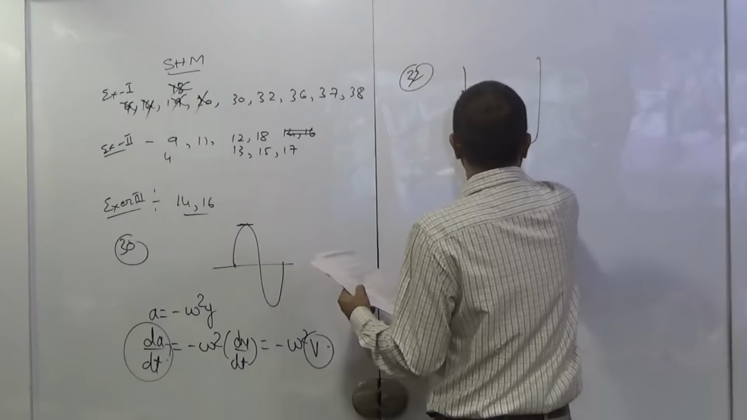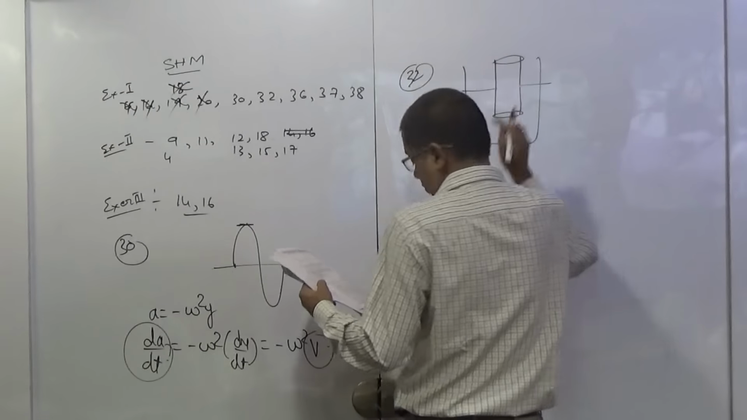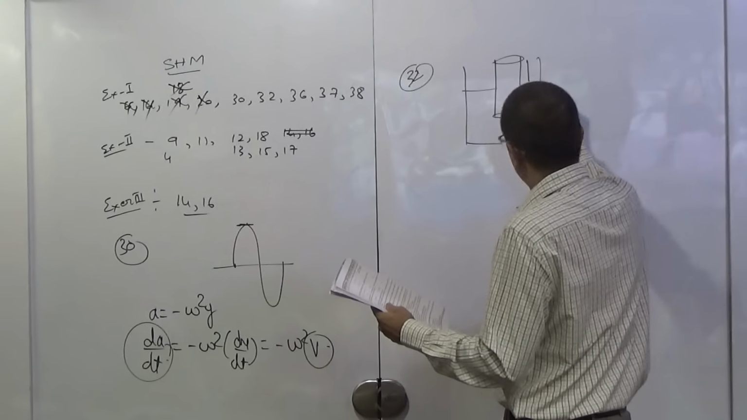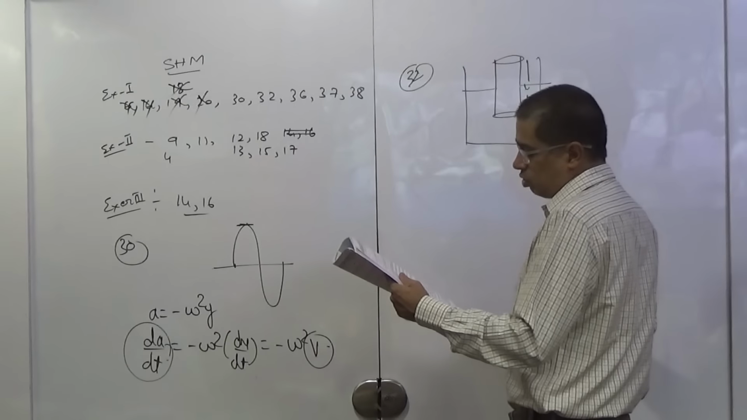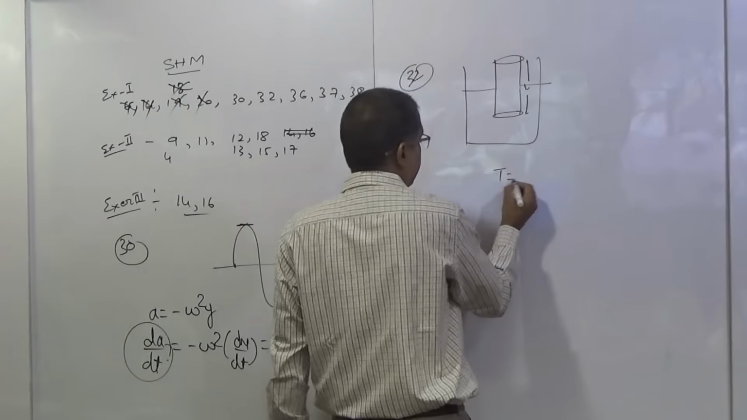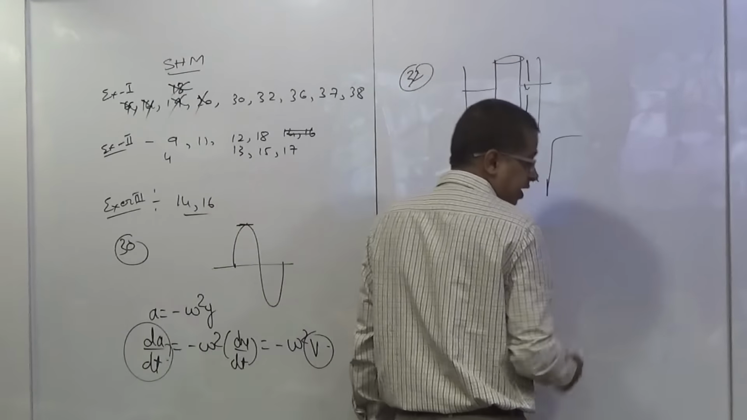32 is a good one. Observe this. We have done this in the class, but you'll have trouble with the variables. A wooden log, length L, vertically released. It executes SHM, ignoring the viscosity. Time period of the pendulum. Time period 2 pi under root. What was the value we derived?